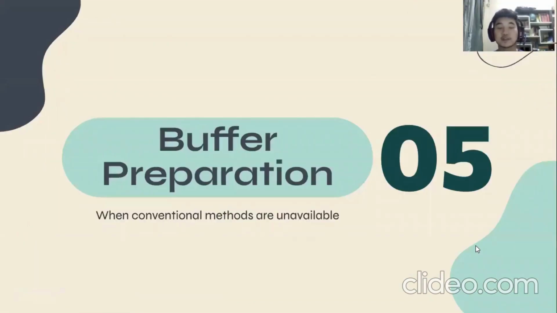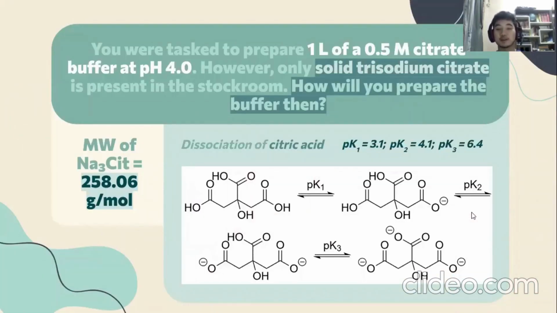Moving on, now that we've discussed the different methods of buffer preparation, let's go over some practice problems when conventional methods are unavailable. First, we are tasked to prepare 1 liter of a 0.5 molar citrate buffer at pH 4. However, only solid trisodium citrate is present in the stockroom. So how do we prepare this buffer then?